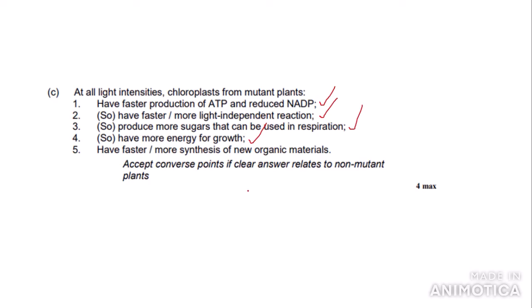Now another point that you could have also put is they have a faster or more synthesis of new organic materials. If you put all 5 of these points correctly, you don't get any extra marks, as the mark scheme says 4 maximum. Also here it says accept converse points if clear answer relates to non-mutant plants. So you need to refer very clearly to the non-mutant plants if you want to get any marks if you wrote the converse points.